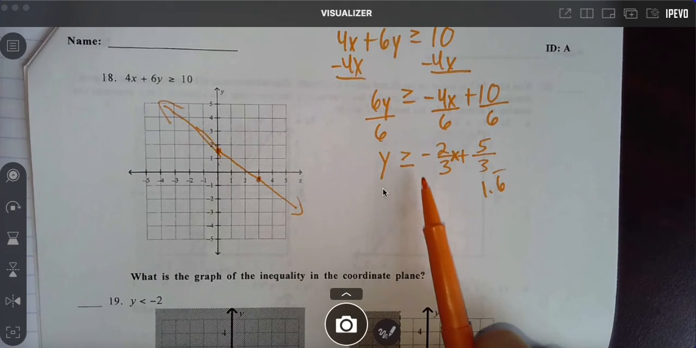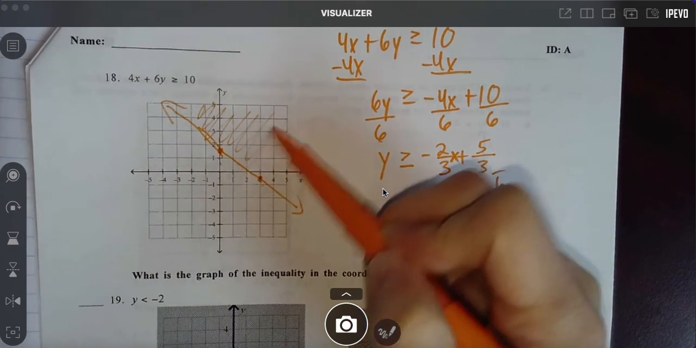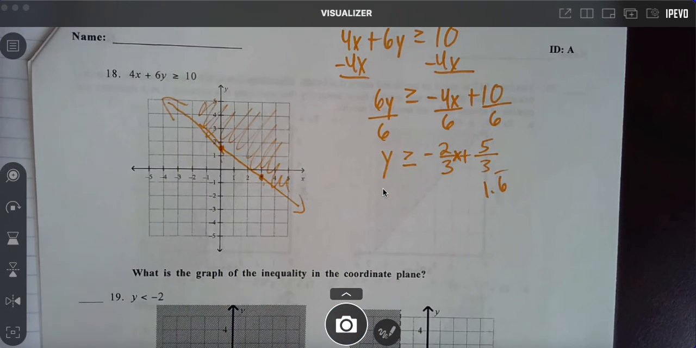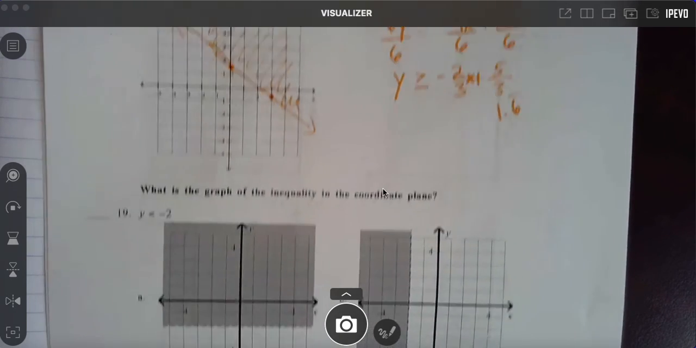Now, greater than, so I would go up above it. And this is where I will shade. So, question. Yes. Is everybody good with that one? Yes, sir. Still have a few.